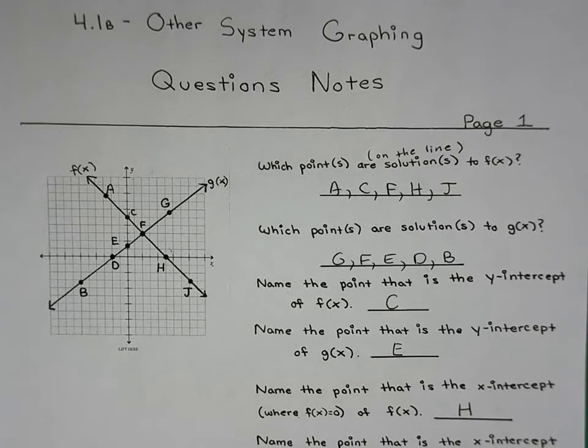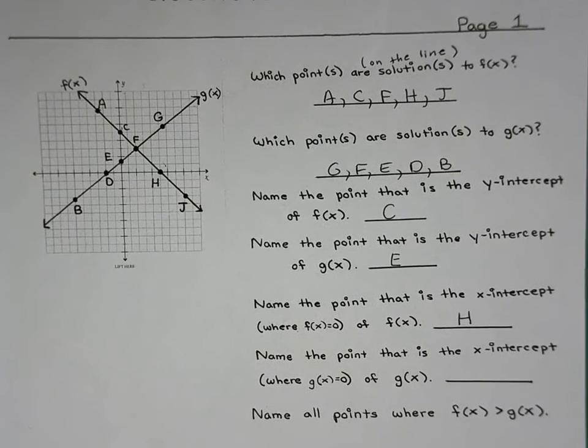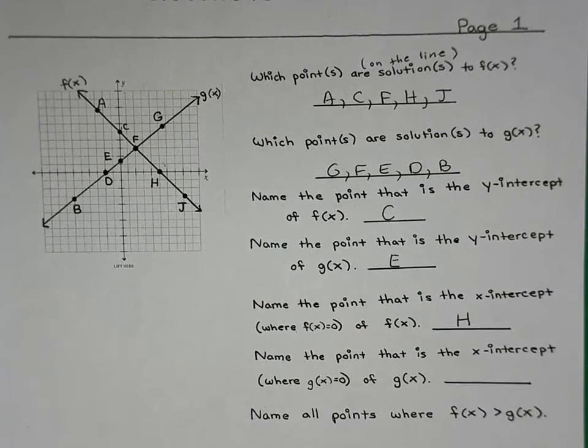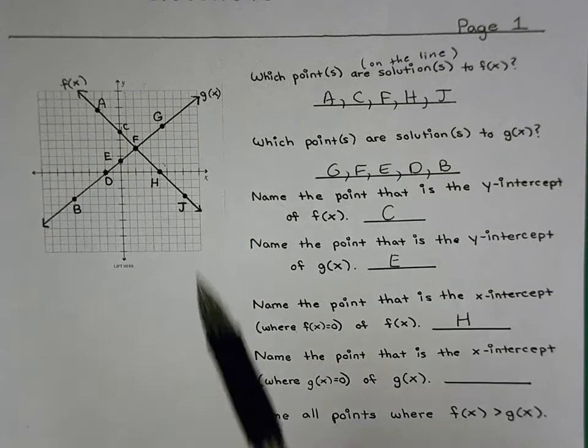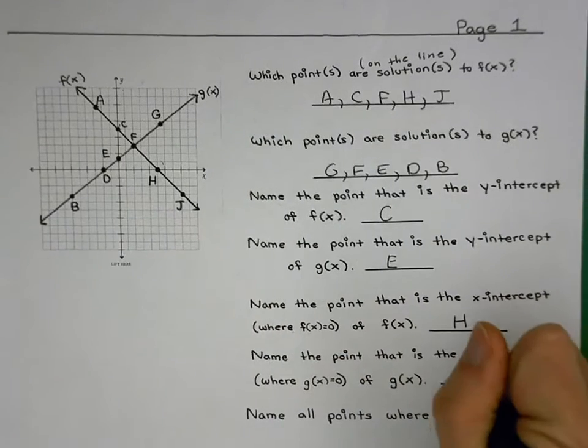Okay, next one, same question, just related to g of x. Name the point that is the x-intercept of g of x. Where does it touch the x-axis? G of x touches the x-axis right here at D.